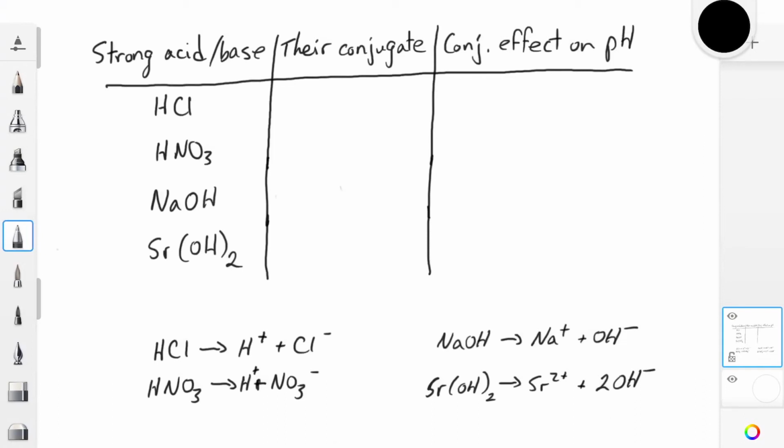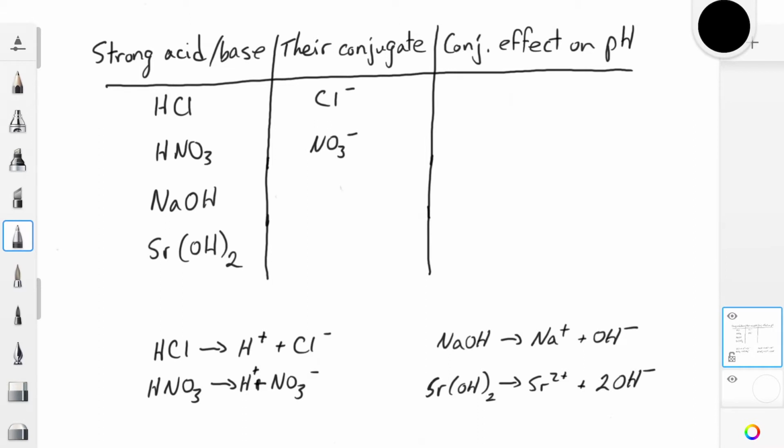When a strong acid dissociates, it splits into H plus ions and the acid's conjugate base. In the case of HCl, it splits into H plus and Cl minus. Cl minus is the conjugate base of HCl. In the case of nitric acid, it splits up into H plus and NO3 minus. The NO3 minus is the conjugate base of HNO3.